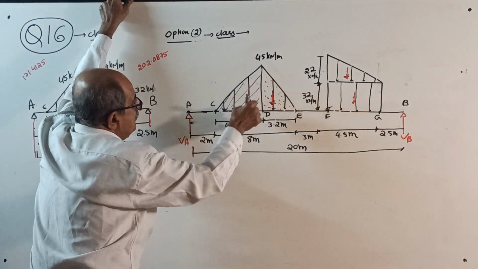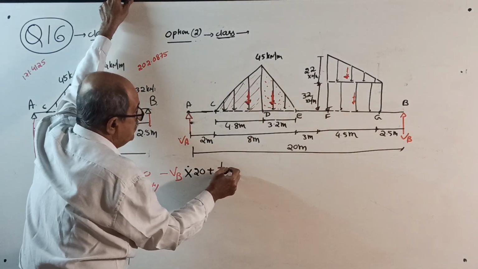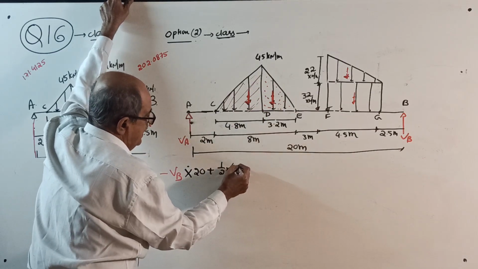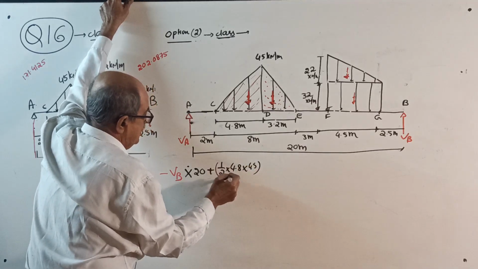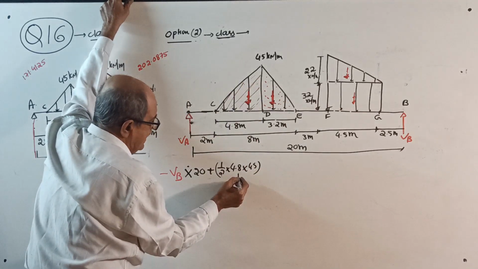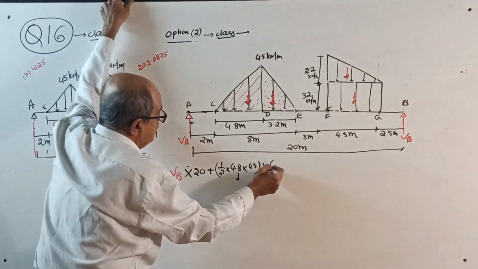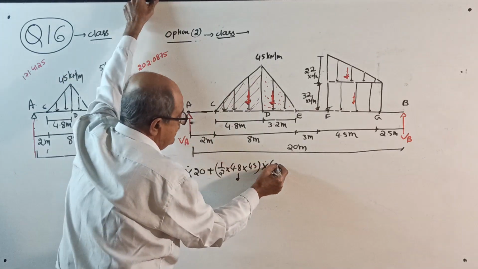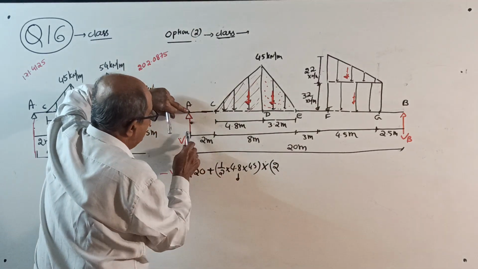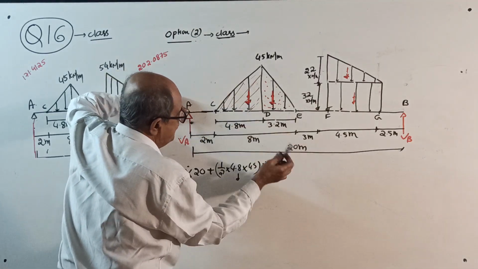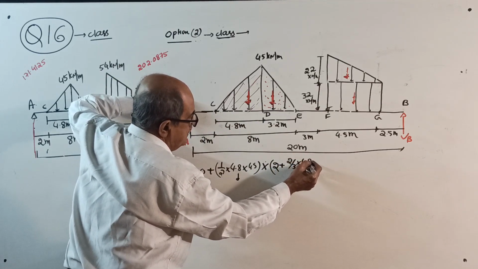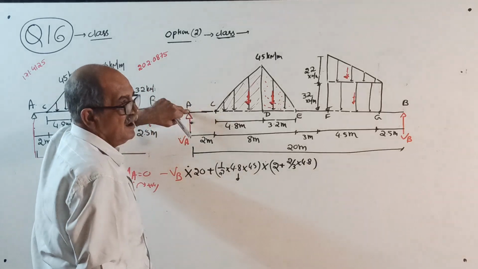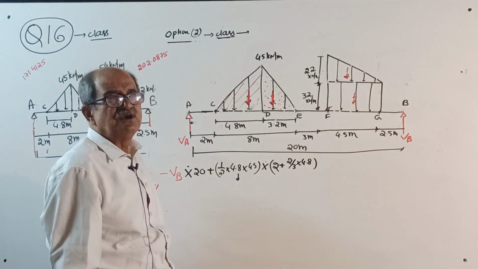This load, half into 4.8 into 4.5 is the uniformly varying load represented by a triangle for this side, multiplied by 2 meter. See, finger is at A. 2 plus this distance is 2 by 3 of 4.8. If it is still not clear, I will tell you, better not study the subject.